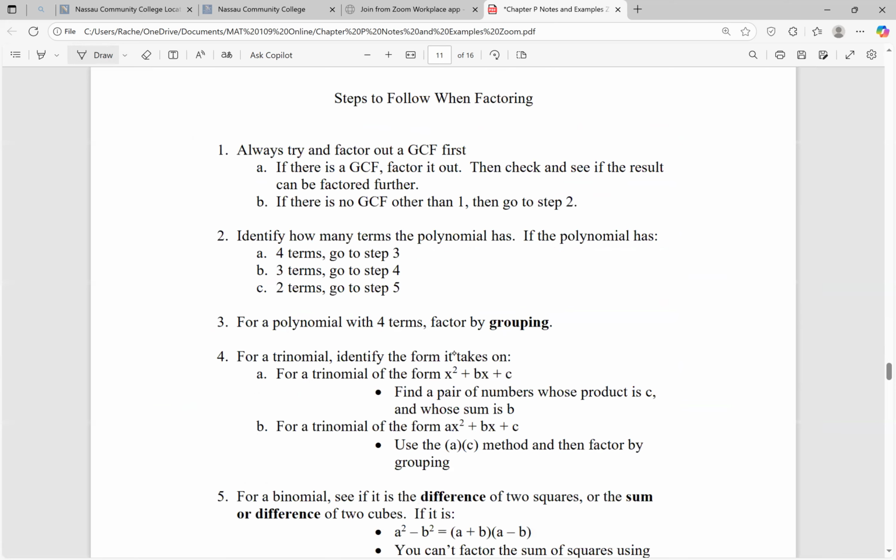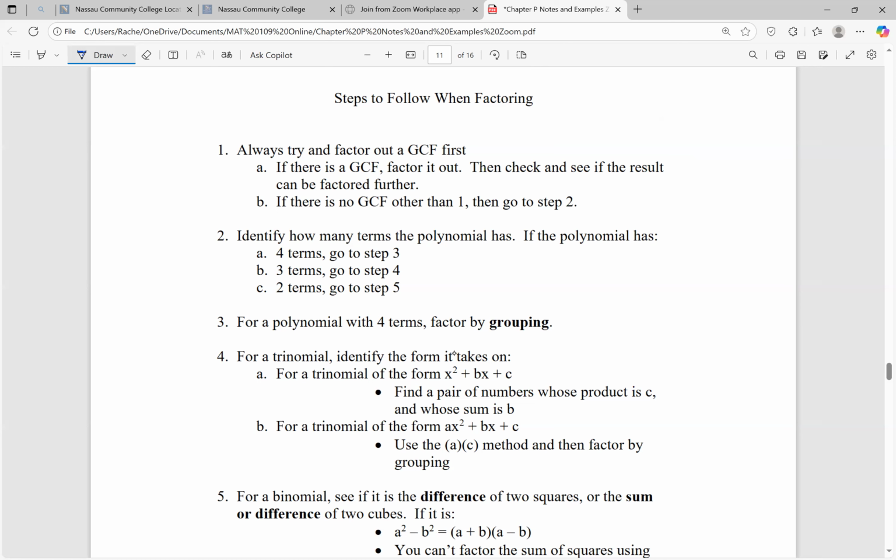So the first thing that I would always try to do, try and factor out a GCF first. If there is a GCF, then factor it out. And then look at it and see if the result could be factored further. If there is no GCF other than 1, let's go to step 2, because just because there's not a GCF, it doesn't mean that it's not factorable. Then ask yourself, okay, how many terms does the polynomial have? Does it have 4 terms, 3 terms, 2 terms?